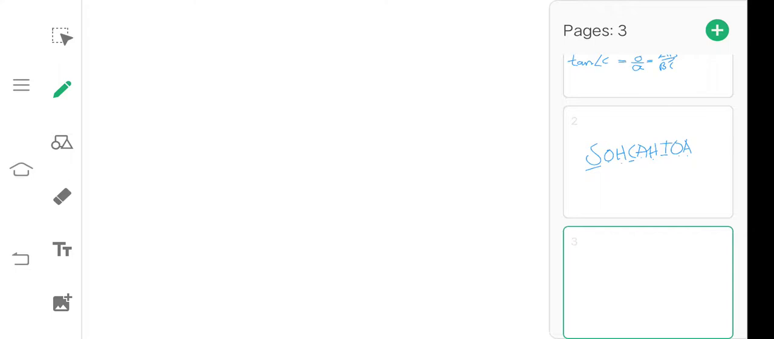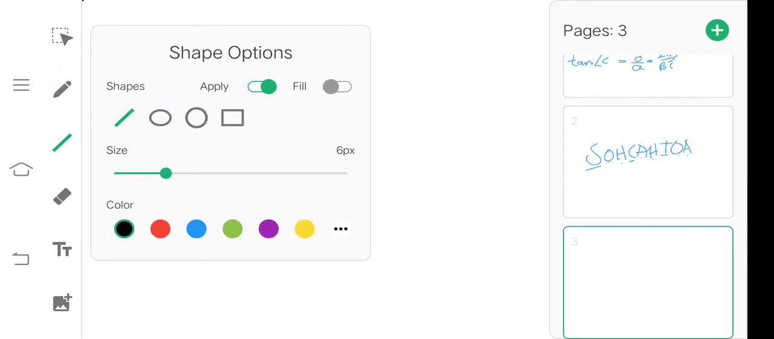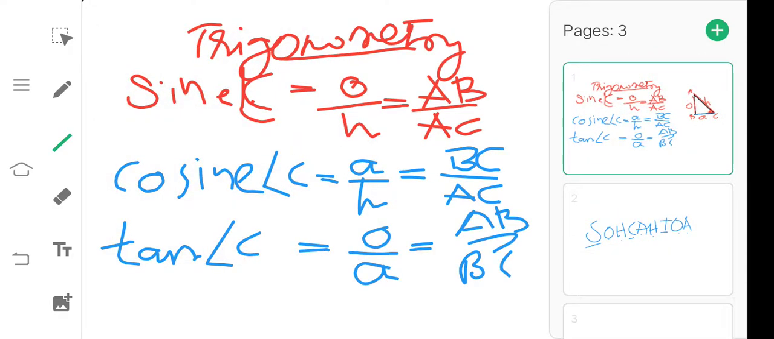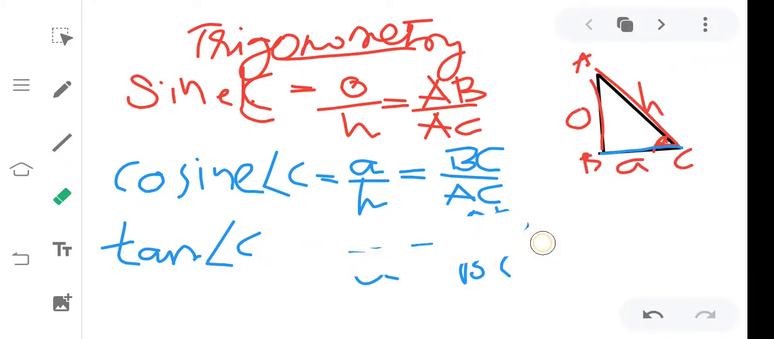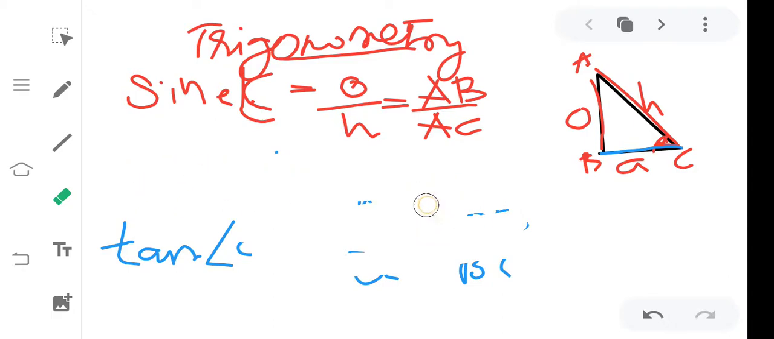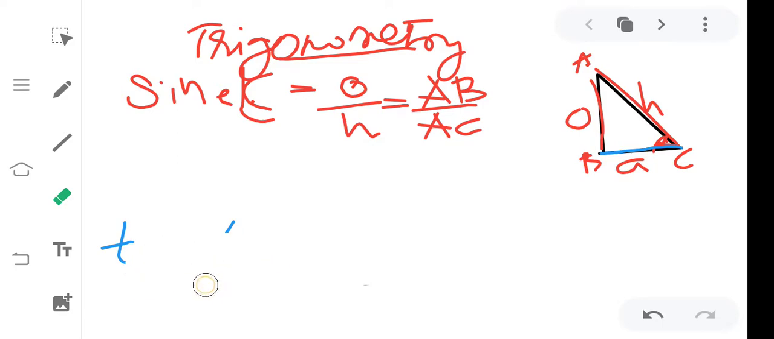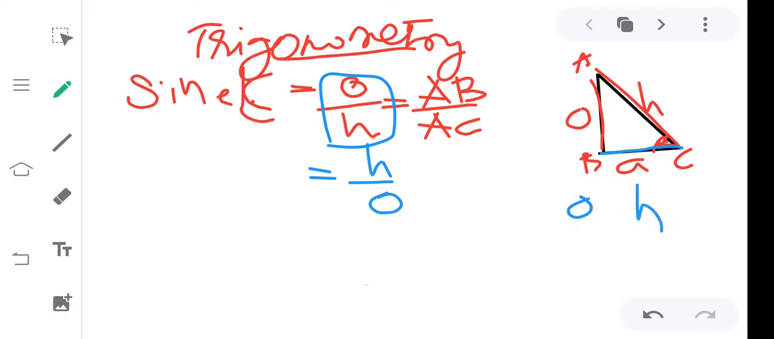Okay, so let's take a triangle once again, or else we'll take the previous one. In this triangle, we have learned about sine C as O by H. So if you have O by H, we can make H by O also, because with two numbers O and H, we can make two ratios. One is O by H, which is named sine C, and the other one is H by O, which is the reciprocal of sine C, the reverse of sine C.